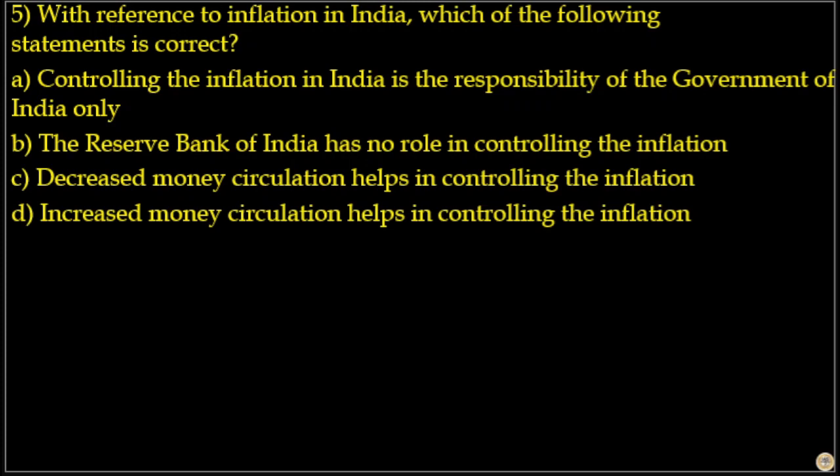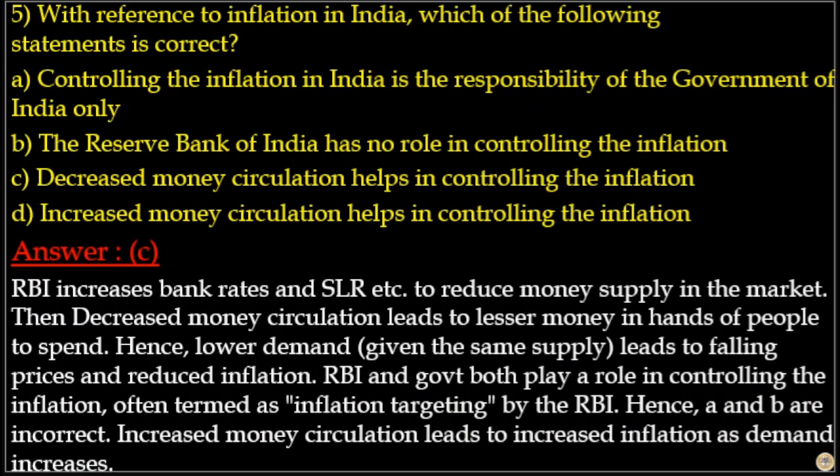Decreased money circulation helps in controlling the inflation. That is correct. So the answer to this question is option C. RBI increases bank rates and SLR etc. to reduce money supply in the market. Then decreased money circulation leads to lesser money in the hands of people to spend. Hence, lower demand leads to falling prices and reduced inflation.